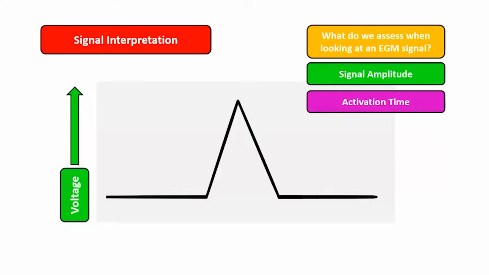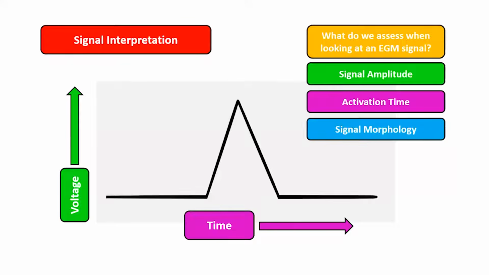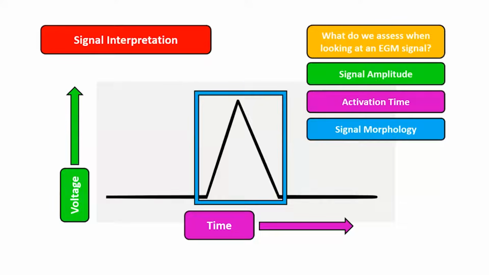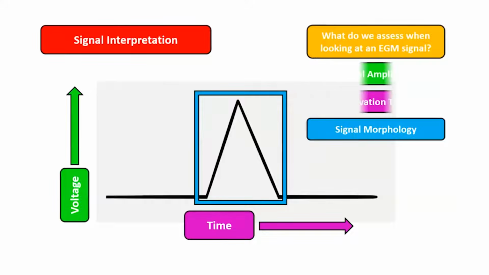The next thing we can look at are timing of electrical events, timing along our x-axis. And the last thing we might look at is what the actual signals look like, or the signal morphology. This can tell us a lot about the nature of the signal and what it represents. In fact, let's start by focusing on signal morphology.